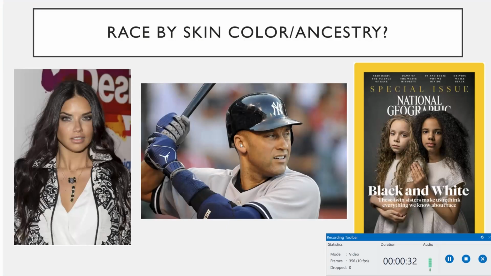Race is usually defined by skin color or appearance, such as Black, White, Hispanic, or Asian. But for celebrities who are biracial or multiracial, it's very hard to determine whether they are Black or African American, White, or another race. Adriana Lima has a darker skin color than Whites, but we cannot say she is simply African American, White, or Hispanic. Derek Jeter is not simply Black or White, and there are also biracial twins. They have the same biological mother and father, but because of their ancestry, they can have different skin colors. So it's very hard to say the sisters are Black or White solely by skin color or appearance.